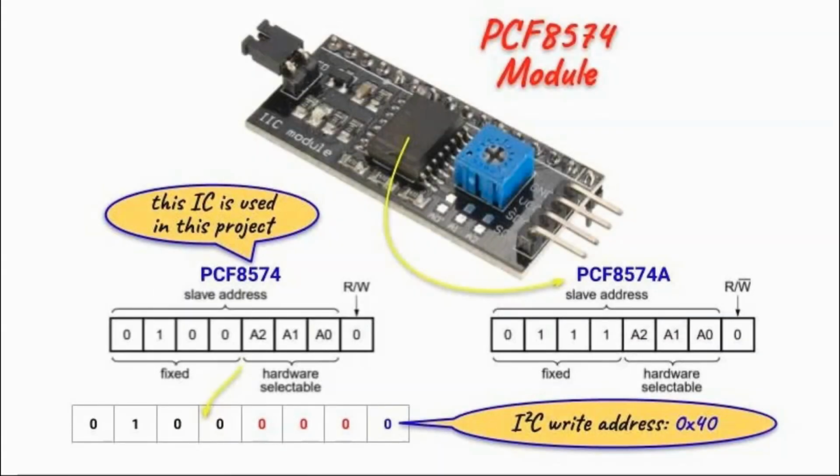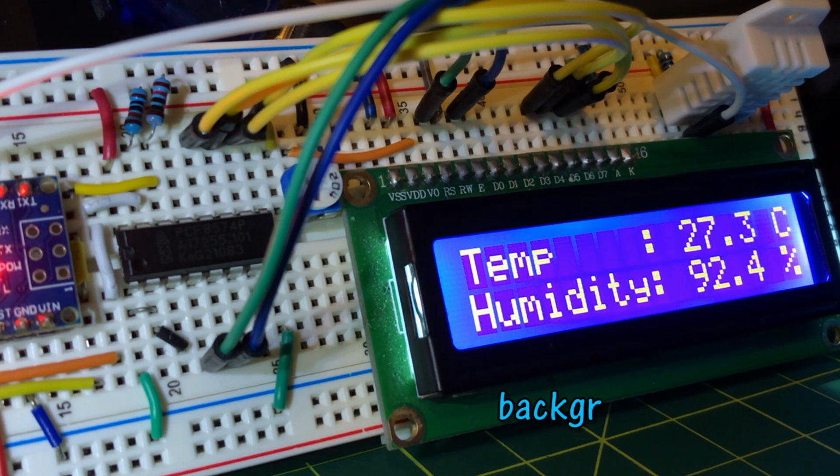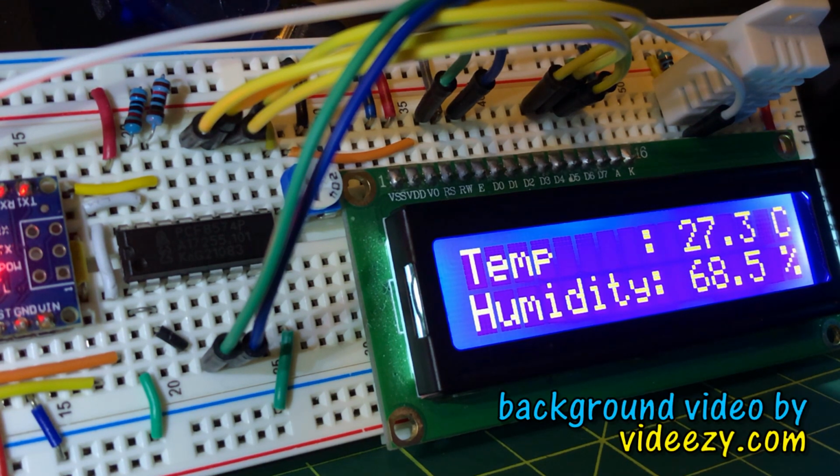The IC used in this project is PCF8574, which has this 7-bit slave address. A0, A1, and A2 are all grounded, so the values are zeros. So the 8-bit write I2C address becomes 40 hexadecimal. In a future video, the library will be updated by adding more functionalities.